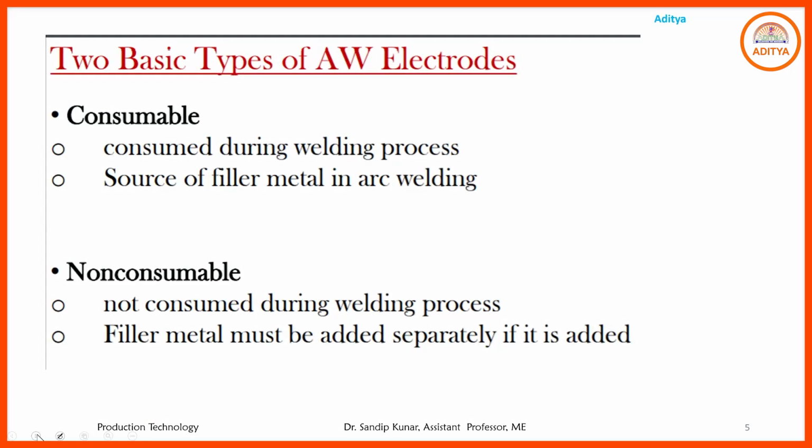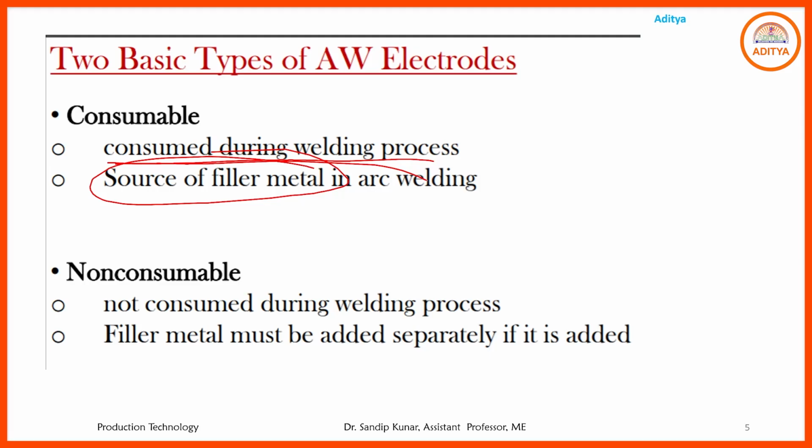There are two basic methods of arc welding. First is consumable, meaning the electrode is consumed during the welding process. Here we use the source of filler metal as a consumable electrode, and the filler metal will be consumed during welding.